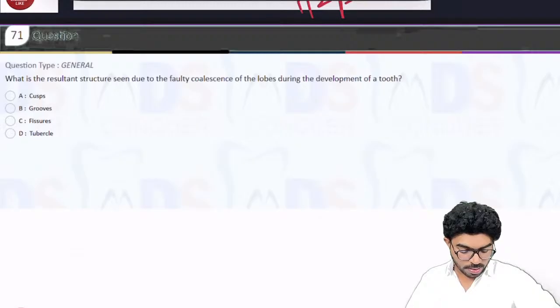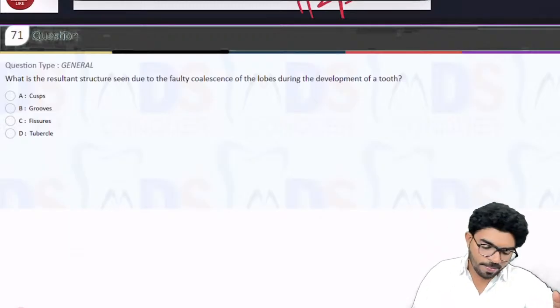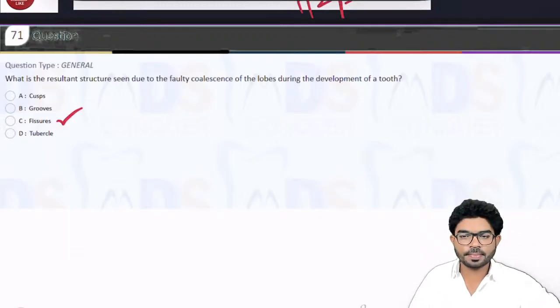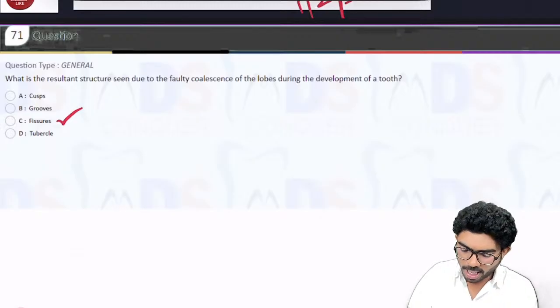Right. So then comes the question: what is the resultant structure seen due to faulty fusion of lobes during the development of a tooth? They are basically asking the definition of fissures, which are present on the occlusal surface of your molars and premolars.